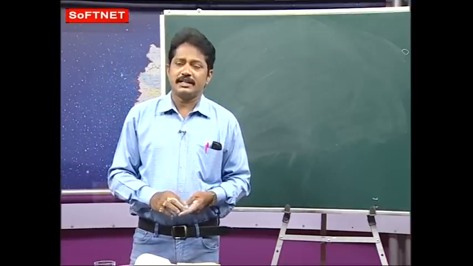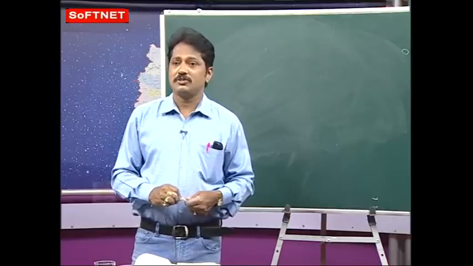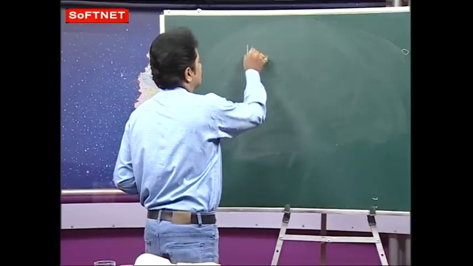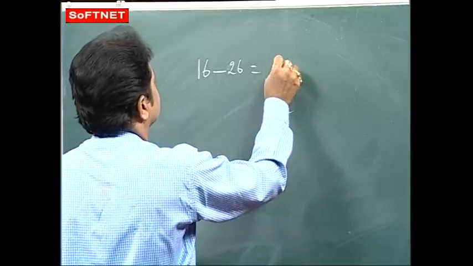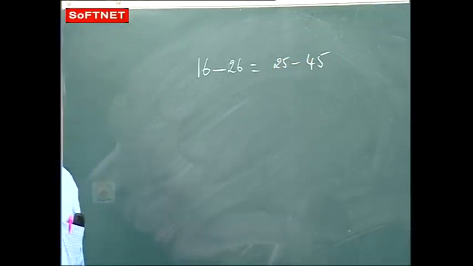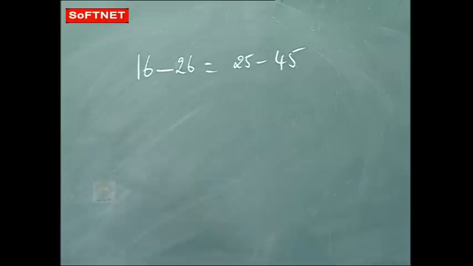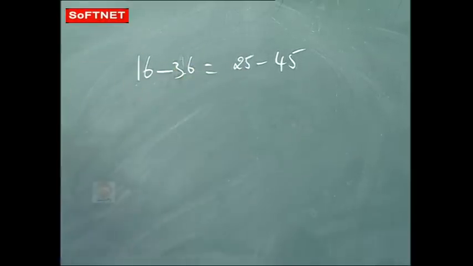Clear? So number theory is the most interesting, and observation is also most important. I will give a simple concept. Here you know that 16 minus 36 equals 25 minus 45. Am I correct? You know that it's correct.